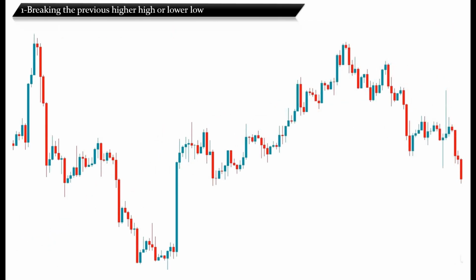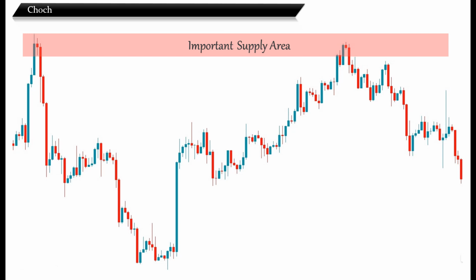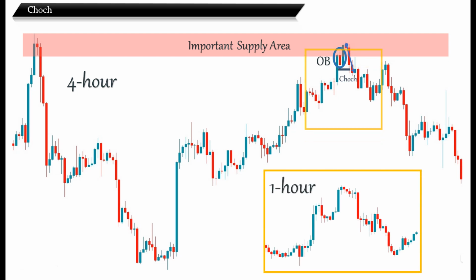Let's become more familiar with the concept of a change of character. Whenever the price reaches a significant supply or demand area and after changing direction, breaks through an order block, it forms a change of character. This chart is for the 4-hour time frame. You can observe the complete breakthrough of an order block on a lower time frame. In such cases, the overall price trend usually changes, and it is advisable not to enter trades against the trend.